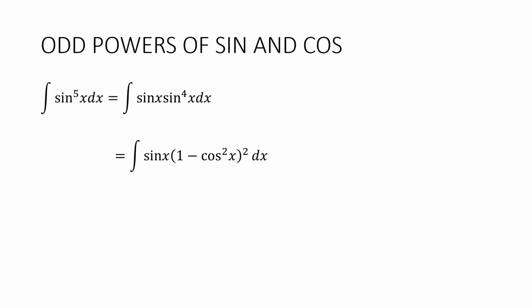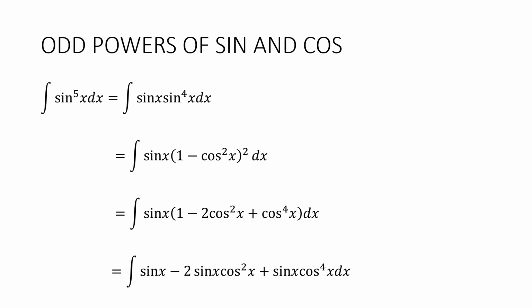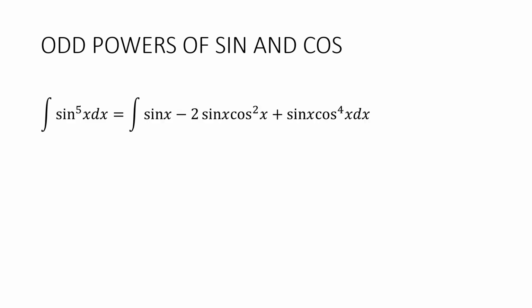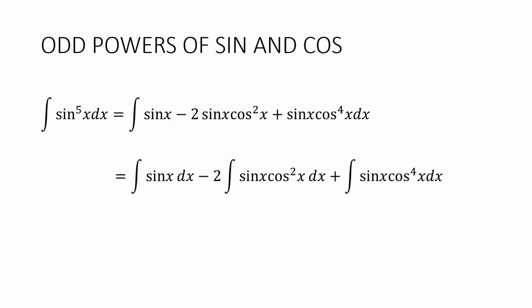Expanding those brackets out and then separating into 3 terms. I have the integral of sine x, take away 2 sine x cos squared x plus sine x cos to the power of 4x dx. Now one thing you can do with integration is if you get a really complicated integral like this, you can split it up and then deal with each one in turn. This one's easy. This is just negative cos x.